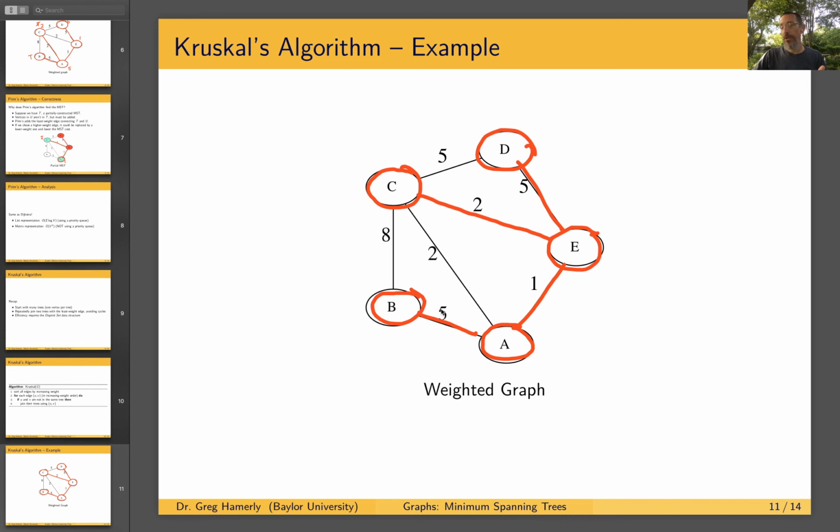Now, at this point, we could stop, because we've added V-1 edges. But just for completeness, we could consider this last edge of 8. But you can see that obviously it would create a cycle, and we wouldn't add it. Okay, so this is the way that Kruskal's algorithm works.